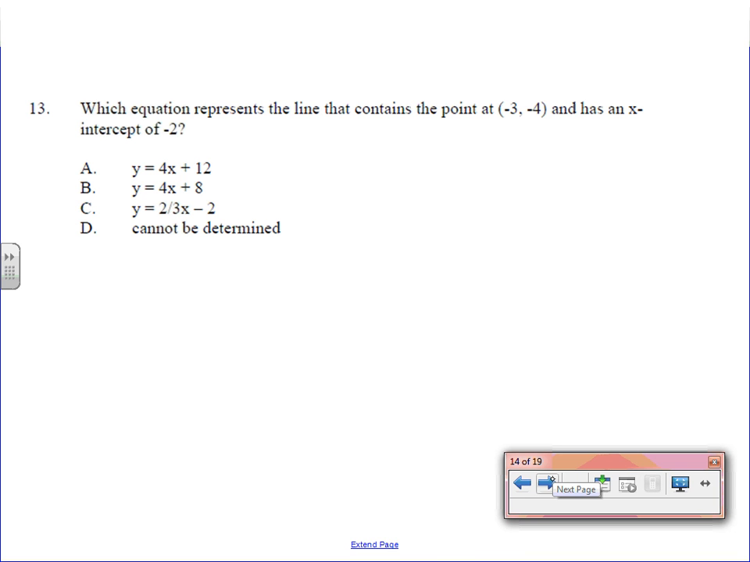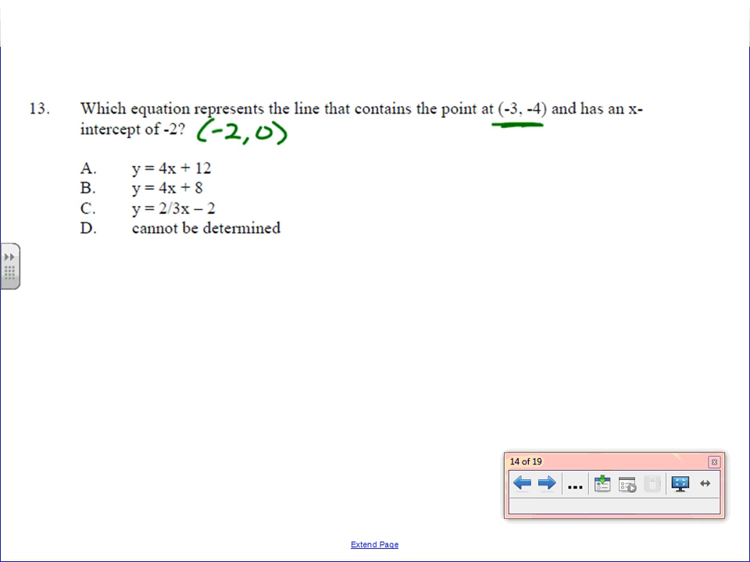Number 13. Which equation represents a line that contains the point (-3, -4) and also has an x-intercept of -2? I want an equation that has (-3, -4) as a point, and an x-intercept of -2. Well, I could use my stat button, but to use it, I've got to have at least two ordered pairs. Do I have two ordered pairs up there? Yeah, you have two. Here's one of them. What's the other one? That's right. The x-intercept is -2, which makes the ordered pair (-2, 0). So yes, you do have two ordered pairs.